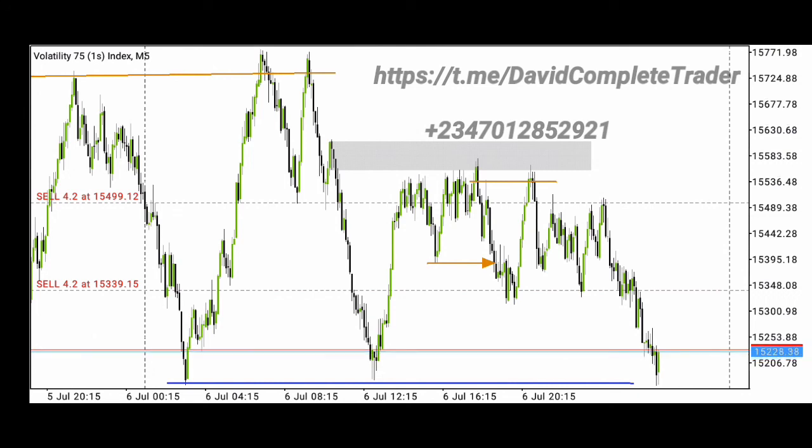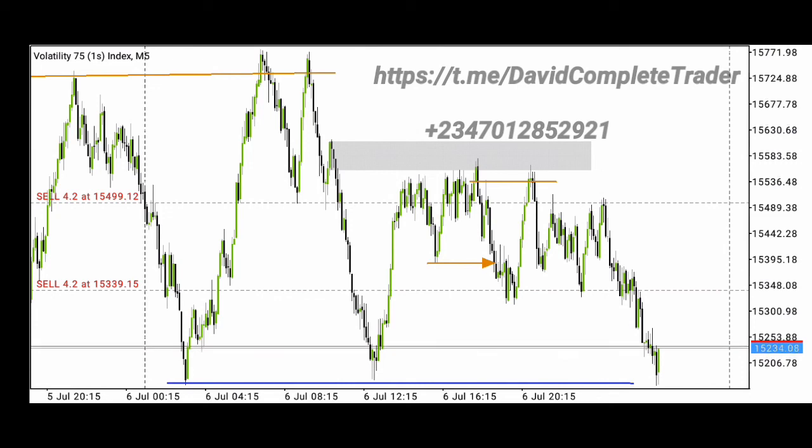Always ask yourself this question whenever you want to go for a trade: why should price go to this direction? Okay, and then you got to understand that there are only two things. Number one is liquidity pools, and number two is inefficiently priced ranges.